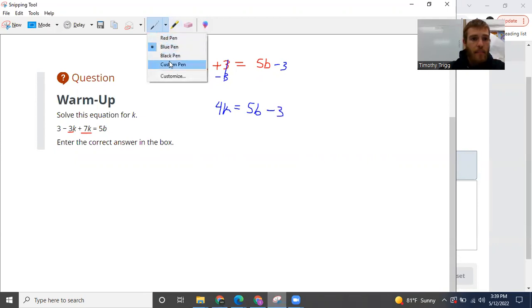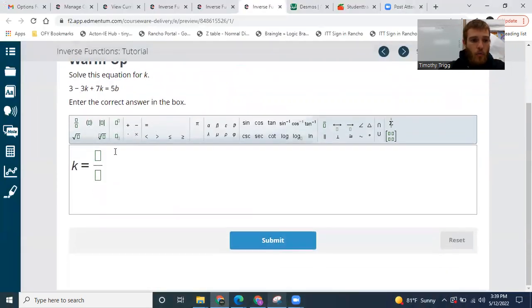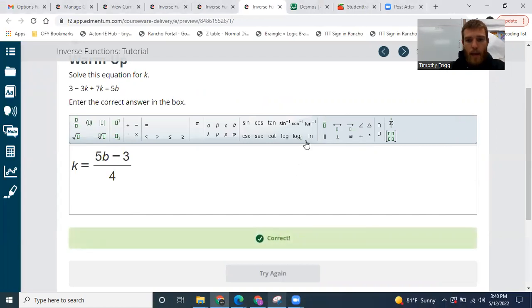Hopefully you see the last step is to divide by 4 on both sides to get k by itself. Again, hopefully you're writing all this down so that you'll understand it to the fullest extent. So we got 5b minus 3 over 4. So when we write it here, make sure to do the 5b minus 3 on top, and then click down here. What was it, over 4? Yeah, over 4. Okay, and that'll be it.